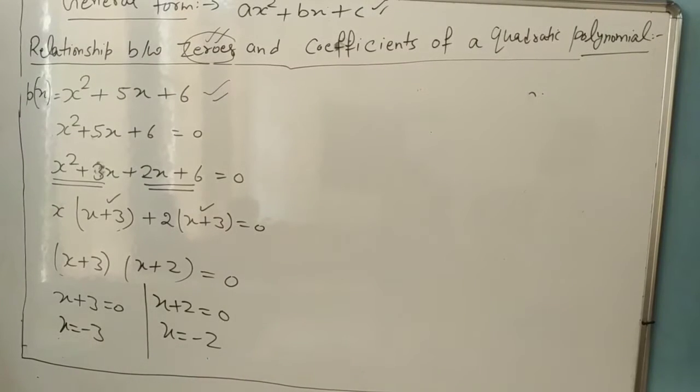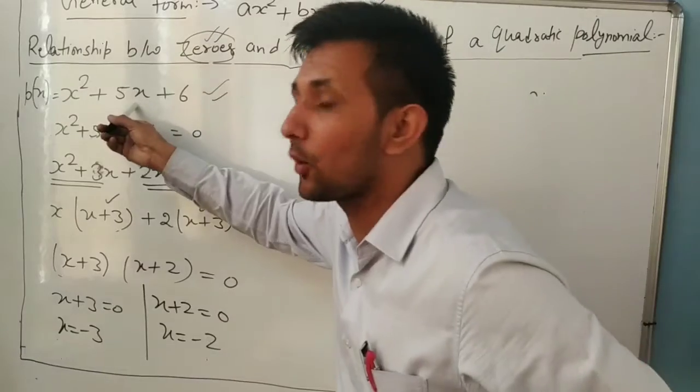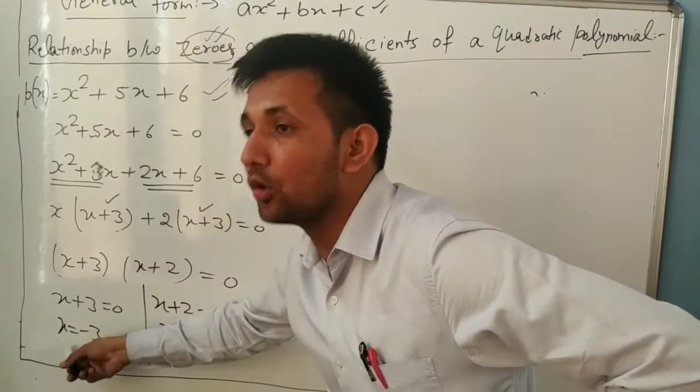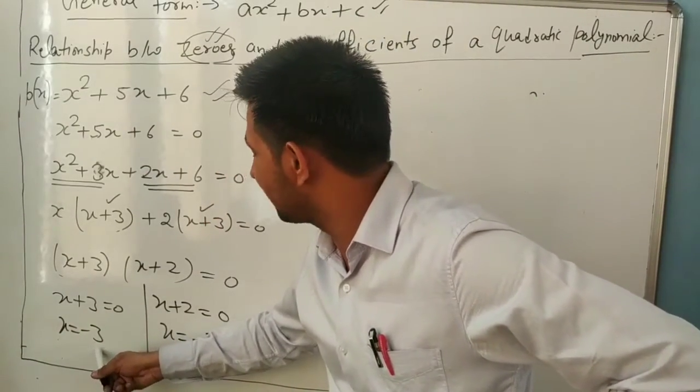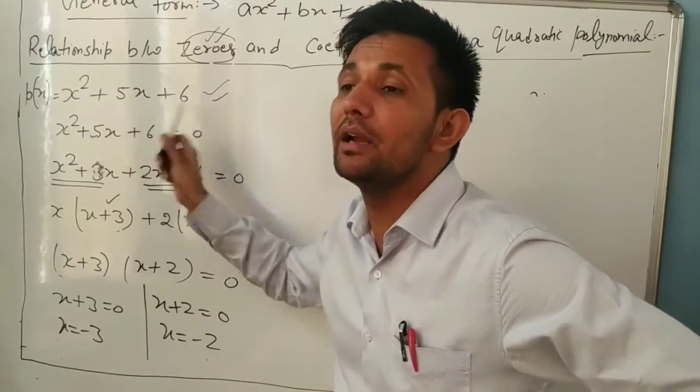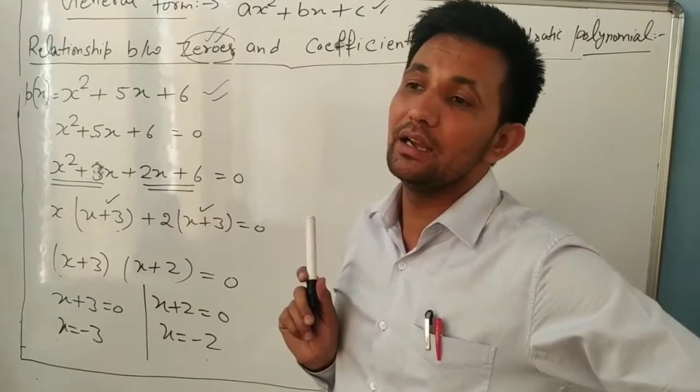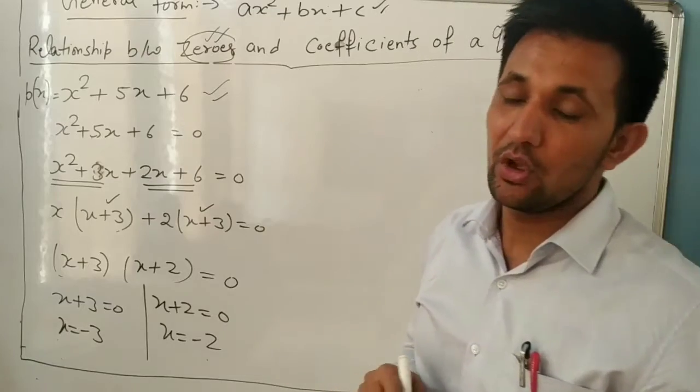So what are the zeros of x here? What are the zeros of this quadratic polynomial? If you put minus 3 and minus 2 in place of x, then it becomes 0. It becomes 0. Now look at.